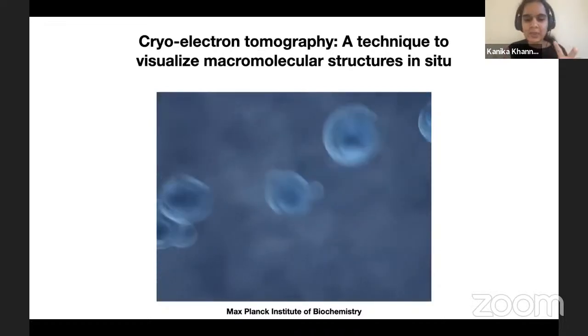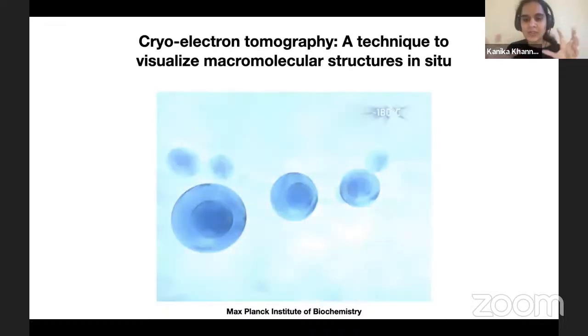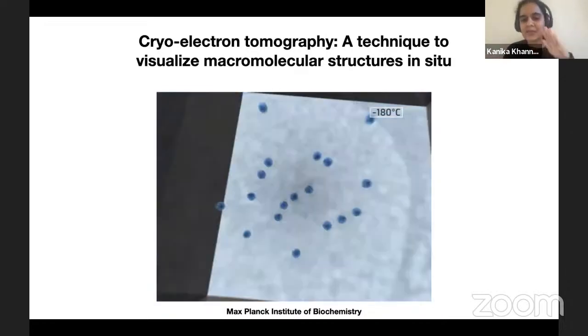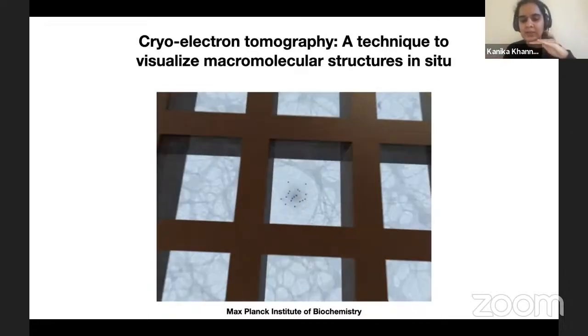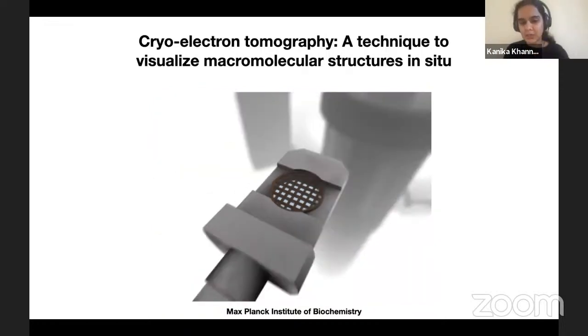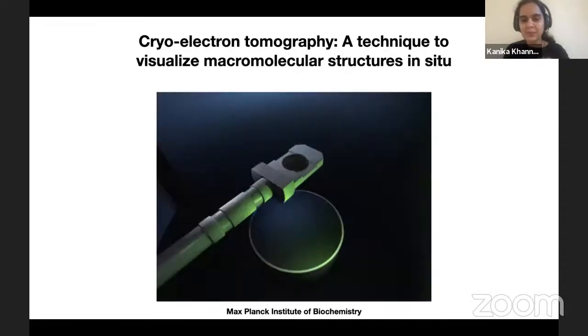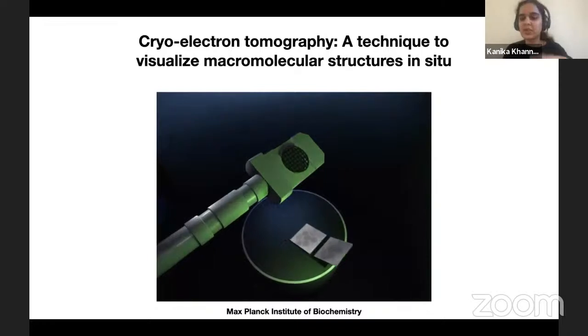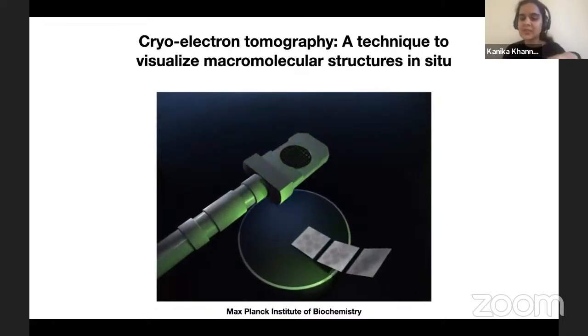So in this video, what you see are these virus molecules. So what we first do is that we freeze them in a monolayer of ice. And once we have these molecules in the layer of ice, we take them inside a transmission electron microscope. So what happens inside the transmission electron microscope is that you're shining an electron beam through your specimen, and you're rotating your specimen and taking projection images at different angles.